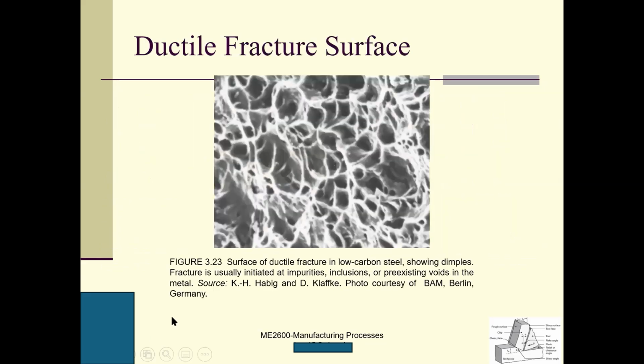Ductile fracture surface. This one is very microscopic. This is the surface of ductile failure in low carbon steel, showing the dimples. Fracture is usually initiated at impurities. Impurities include different items in this material, also inclusions and pre-existing voids. The dimple is a kind of small cup. So whenever you see this one, this is the ductile fracture surface.